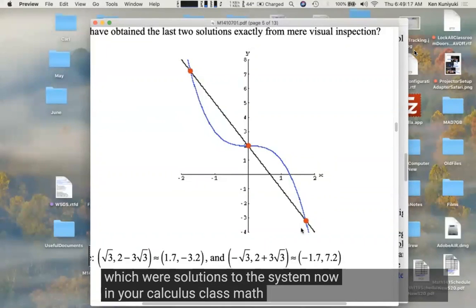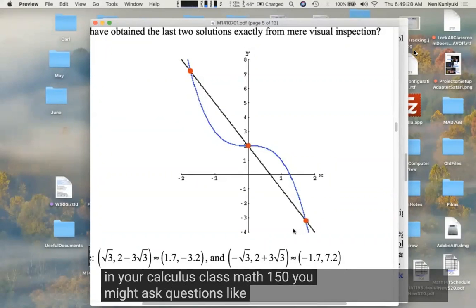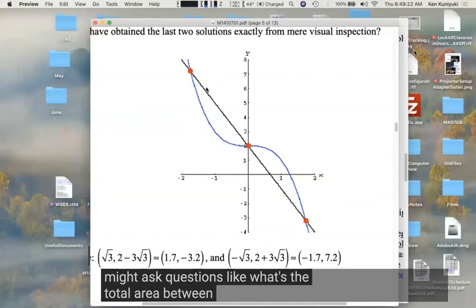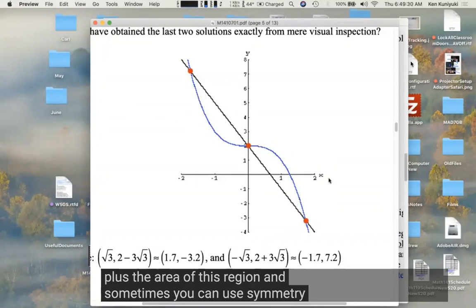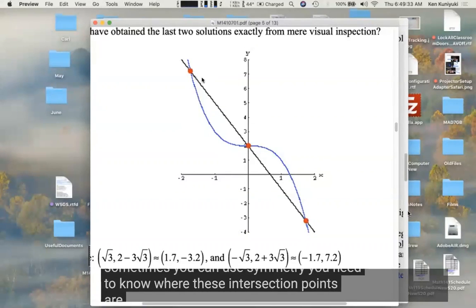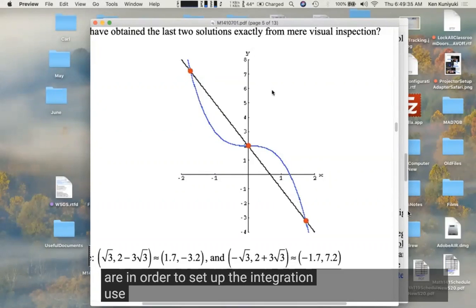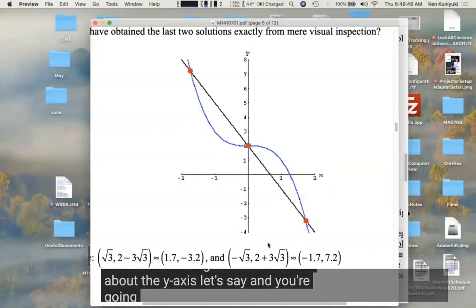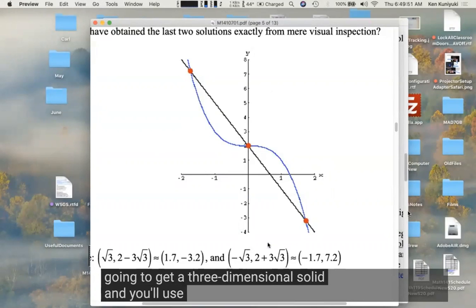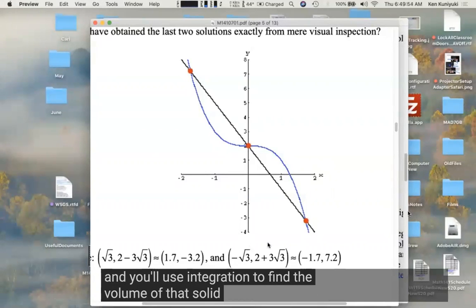Now, in your calculus class, Math 150, you might ask questions like, what's the total area between the black graph and the blue graph? The area of this region plus the area of this region. Sometimes you can use symmetry. You need to know where these intersection points are in order to set up the integration. Use integration to find areas. Also, in Math 150, you're going to take these regions, revolve them about the y-axis, let's say, and you're going to get a three-dimensional solid. And you'll use integration to find the volume of that solid.